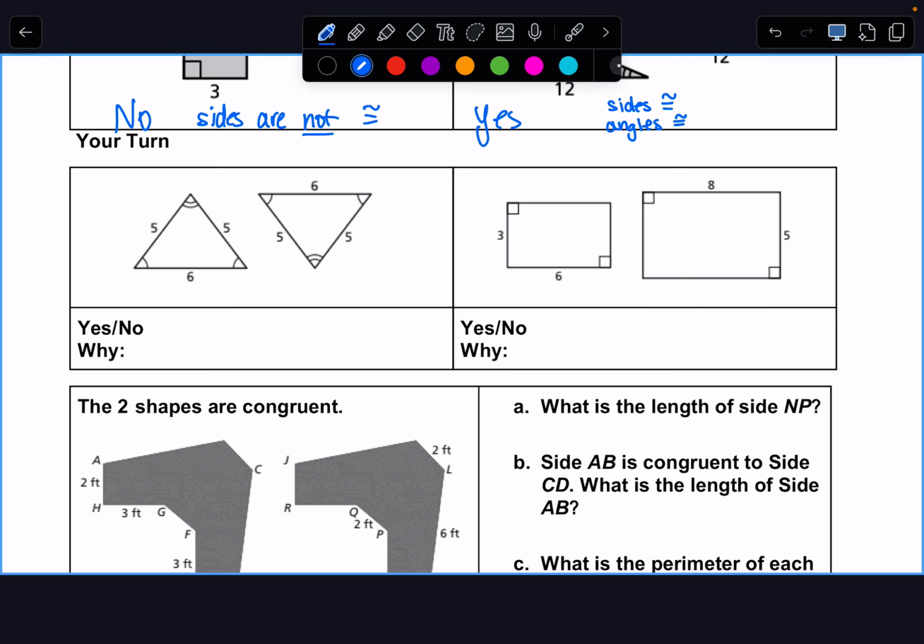Do you need glasses, Carlos? Maybe. Do you have glasses? Okay. You can talk to your neighbor about it too if you want.